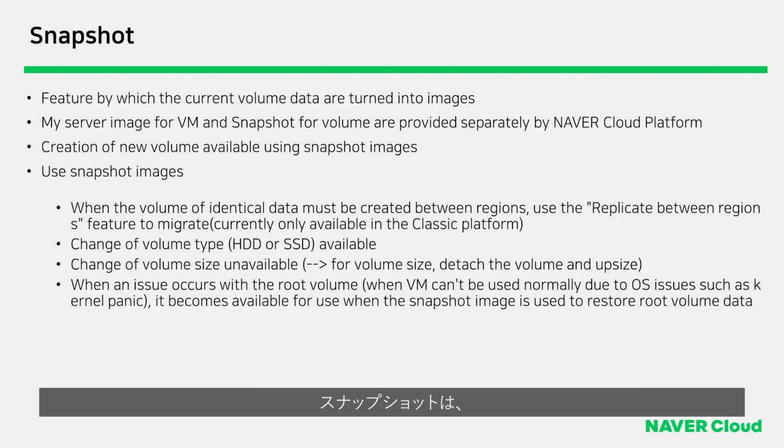The snapshot feature can create an image of the data stored on the block storage at the current time, while my server image creates an image of current data for the server, as well as additional block storage. Snapshot creates an image only for the block storage. You can create new block storage through the snapshot feature. Then, when can we use this snapshot feature? You can replicate a snapshot to another region. Use a snapshot of block storage created with HDD to create SSD type block storage, and restore data by creating new block storage using a snapshot when the volume in the OS area crashes and is no longer usable.